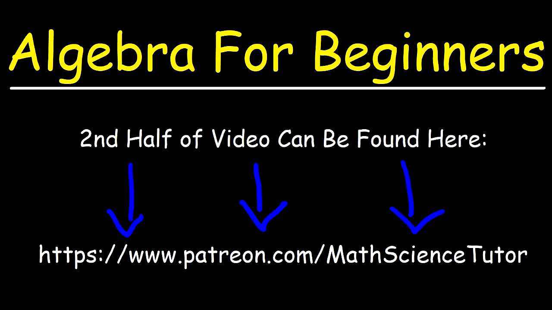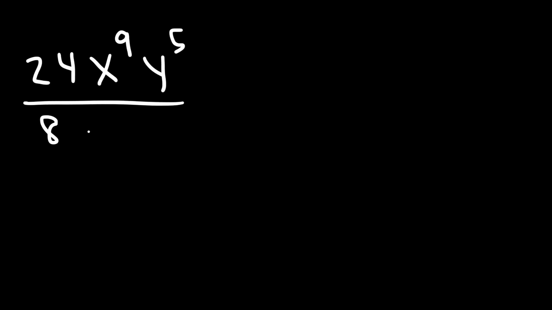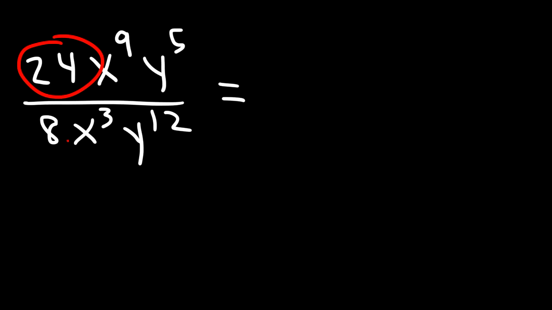So let's go ahead and work on our next problem. Now let's talk about dividing monomials. So let's say we have 24x to the 9th power times y to the 5th power, and we're going to divide it by 8x cubed y to the 12th power. So let's try that. So the first thing we need to do is divide 24 by 8. 24 divided by 8 is 3.